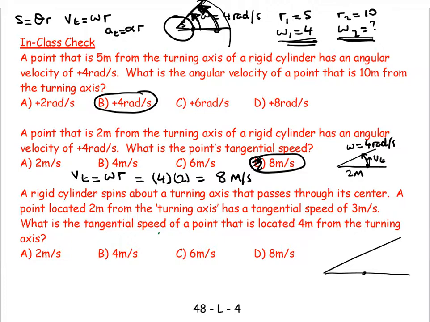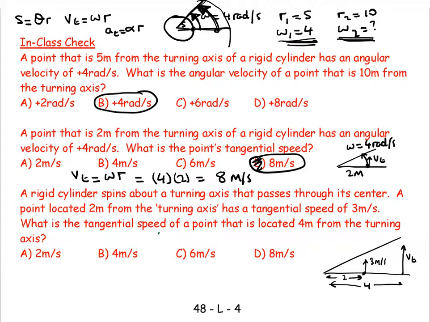A point 2 meters from the turning axis has a tangential speed of 3 meters per second. What is the tangential speed of a point that is 4 meters from the turning axis? If this is 2 meters and this is 4 meters, you can see by the distance traveled that it's going to be linearly related.